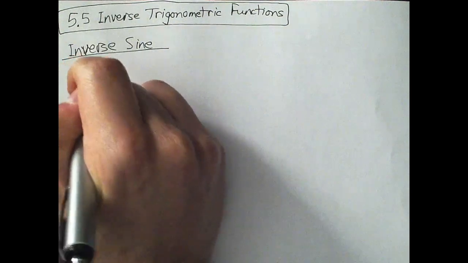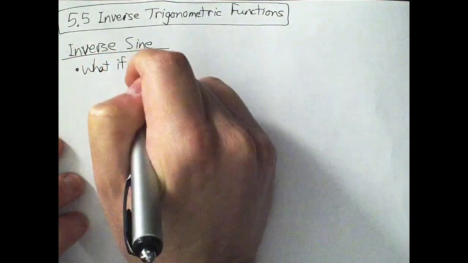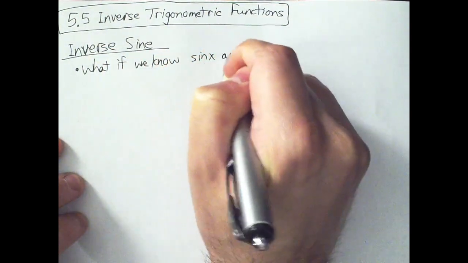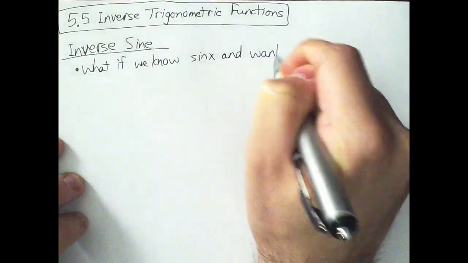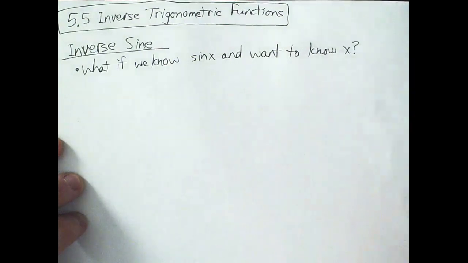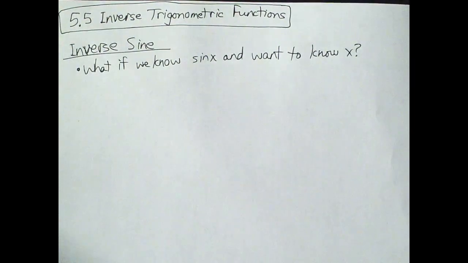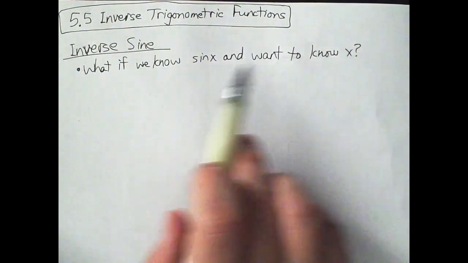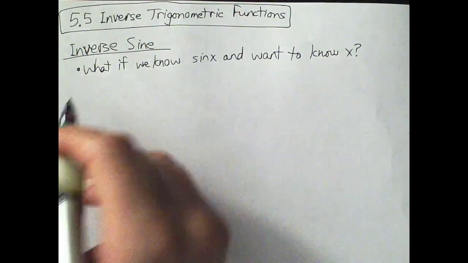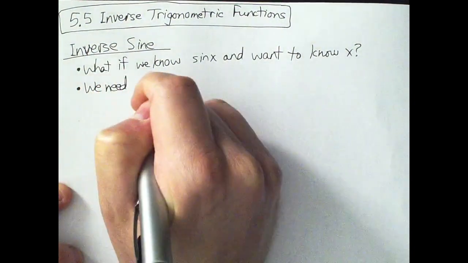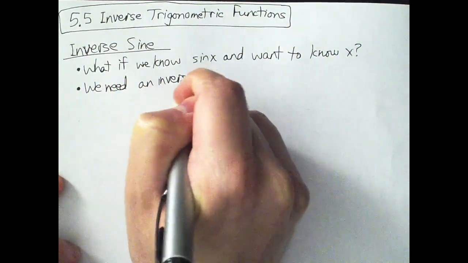The main idea is, what if we know sine x and we want to know x? So we know the sine value, we know the function value, sine of something, and we want to know what was the input, what x value was being input into sine to get that number. So we need an inverse function, because that's what inverse functions do.